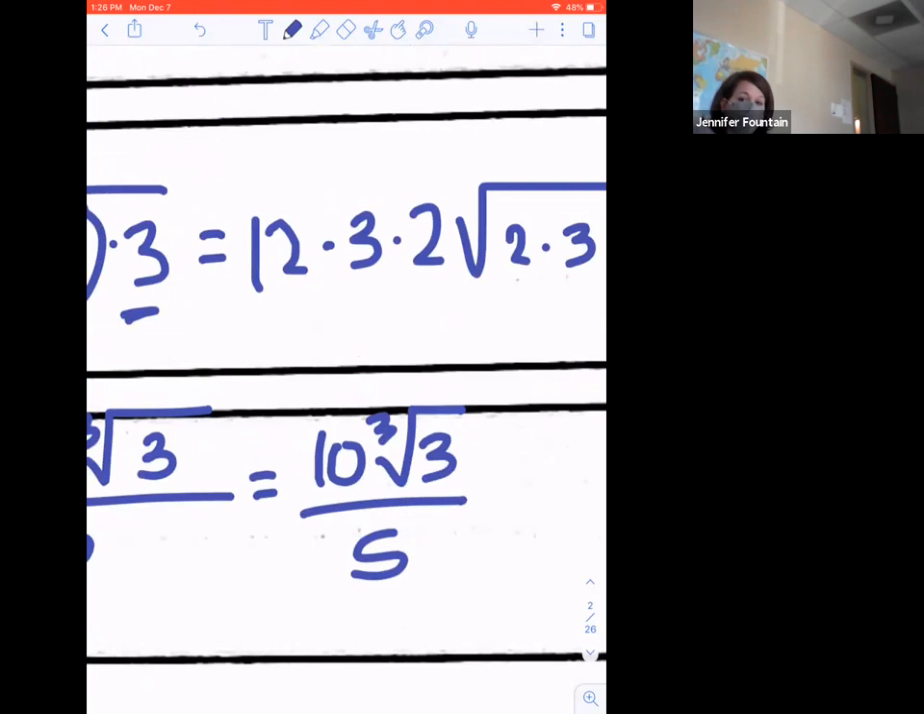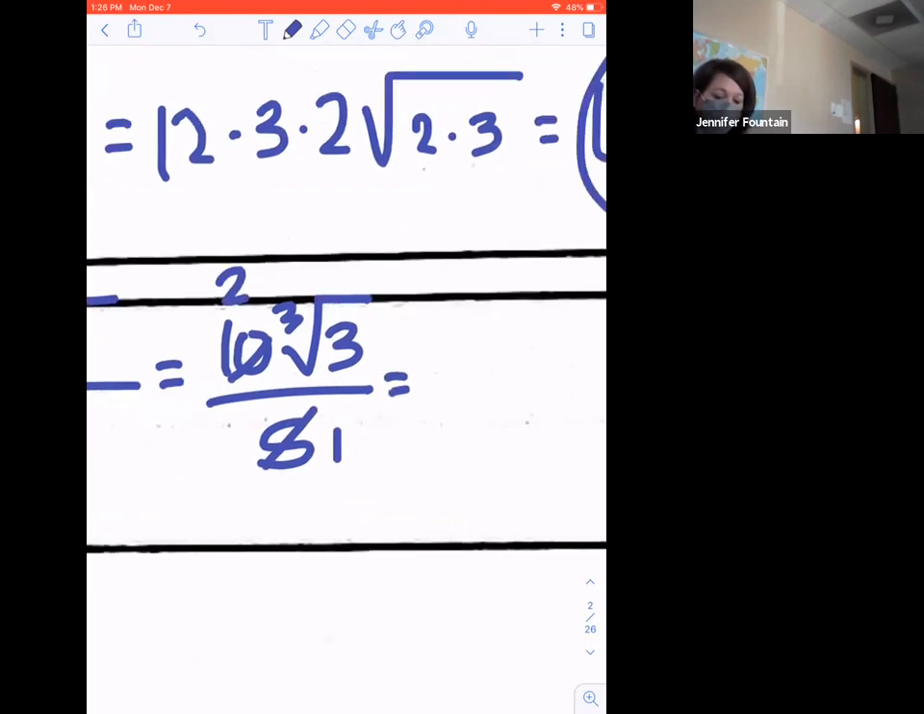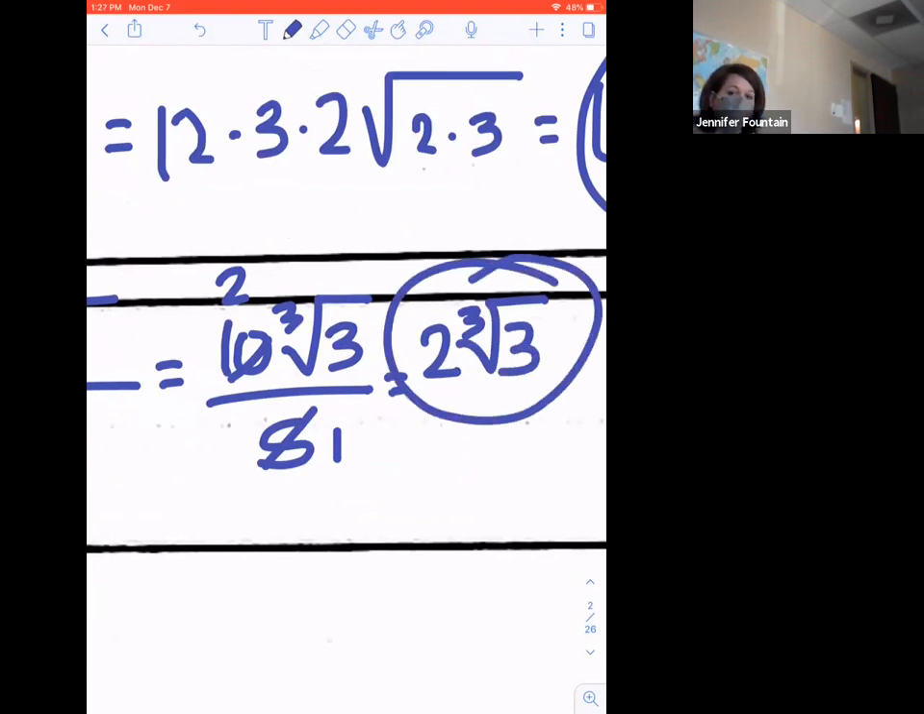But I can also simplify 10 and 5 now. What will divide evenly into both 10 and 5? What are both 10 and 5 divisible by? Not 2. Not 10. 5. 5 divided by 5 is 1. 10 divided by 5 is 2. So I end up with an answer of 2 times the cubed root of 3. And I don't even have to write that 1 in the denominator anymore.